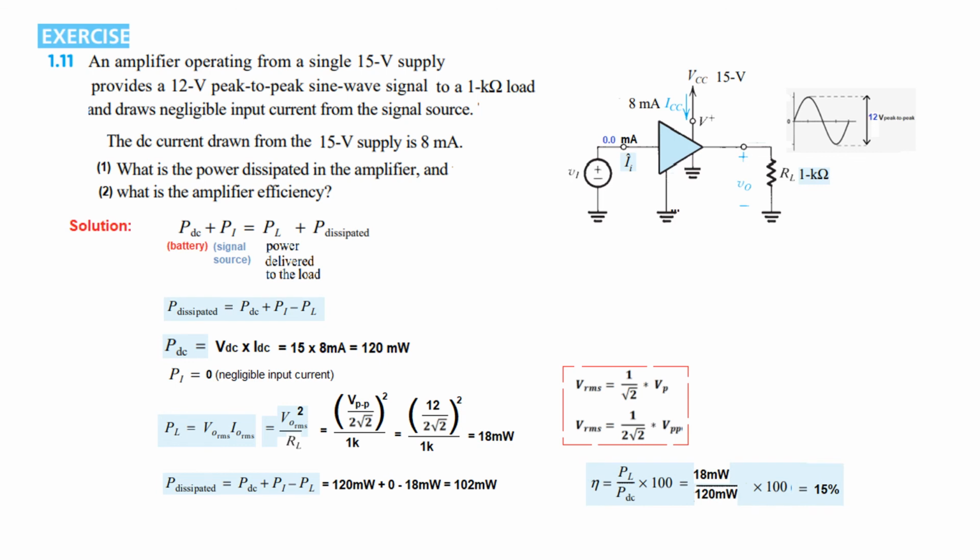Now efficiency, the formula is the power consumed by the load divided by DC power. So the load power was 18 milliwatt and the DC power is 120 milliwatt. So we get the answer to be 15%.